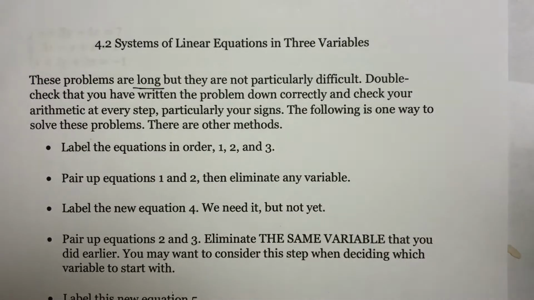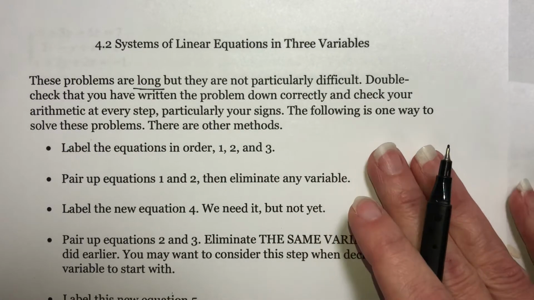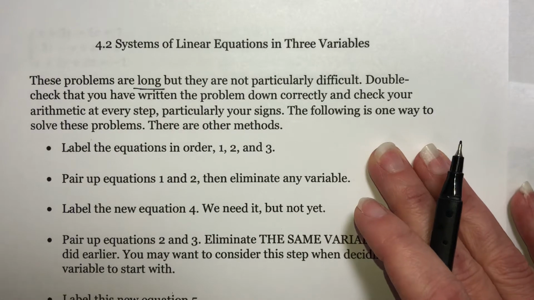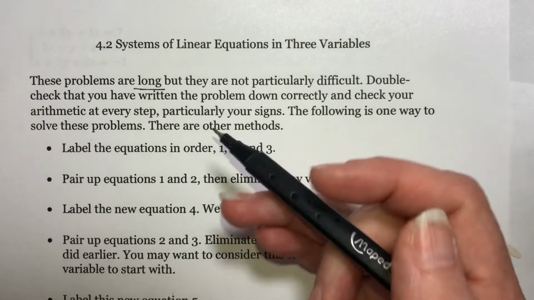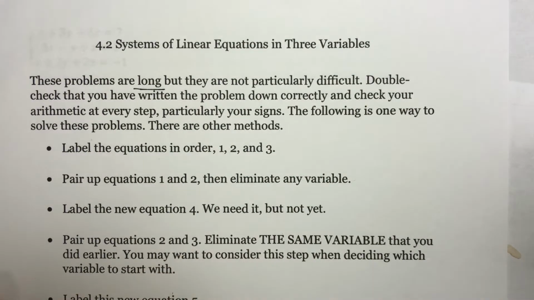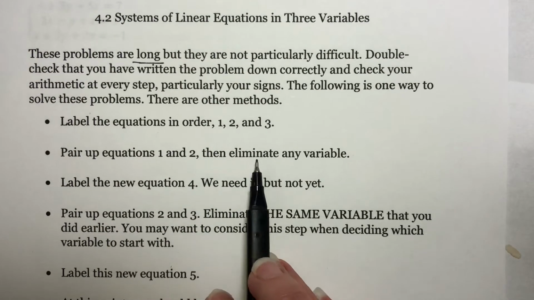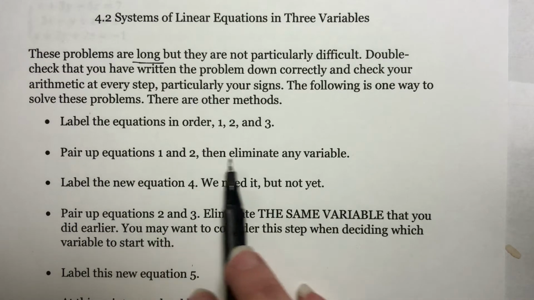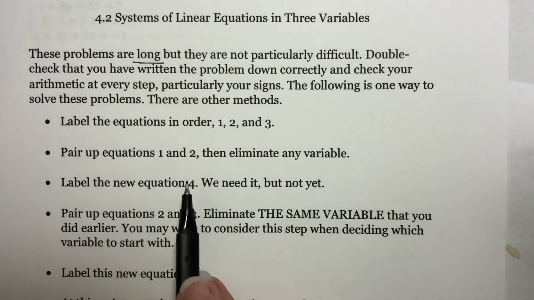I'm going to talk you through the steps here. This will be more for reference. You'll come back and refer to it when you come to a problem, okay? So the first thing we're going to do is, well, if you have 3 variables, you need 3 equations. So we're going to label our equations in order 1, 2, and 3. Then we're going to pair up 1 and 2, and we're going to eliminate any variable. So whatever looks easiest. And we're going to label this equation 4 after we add them together.